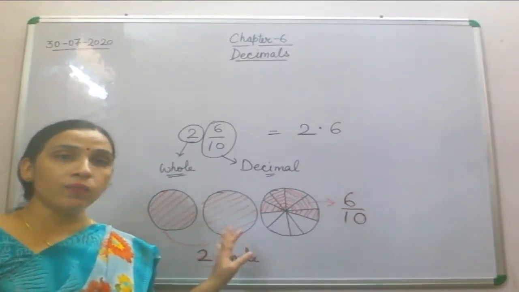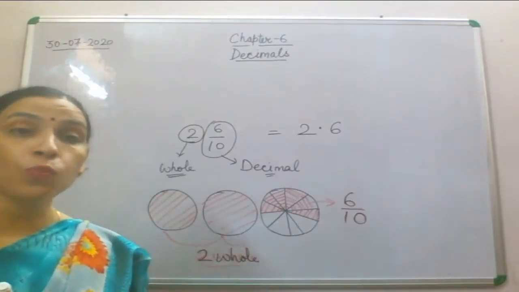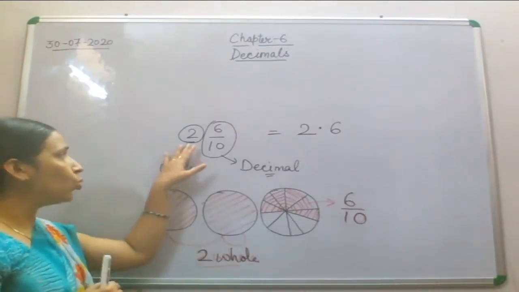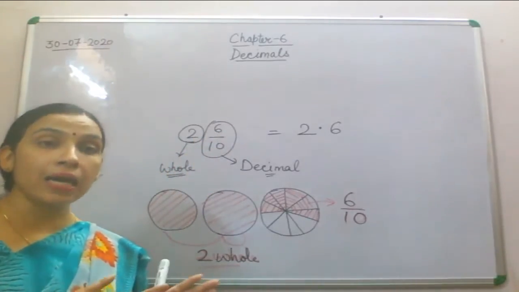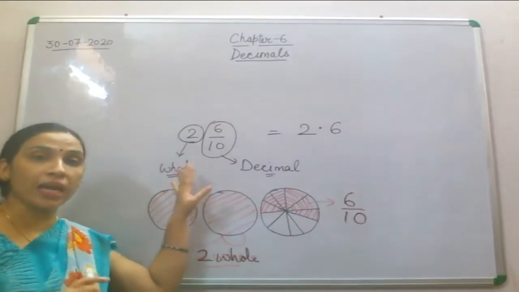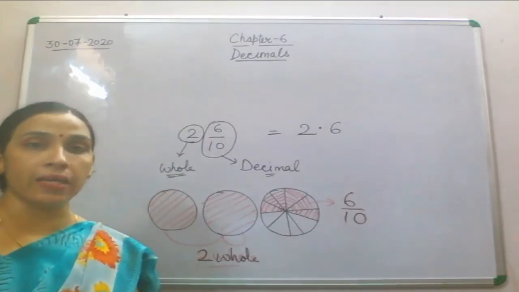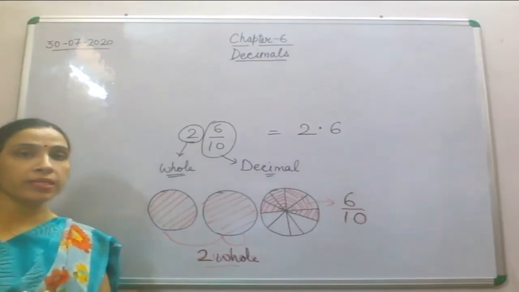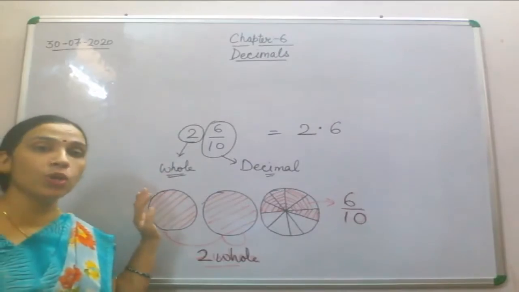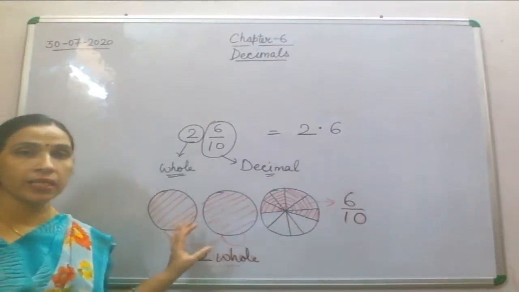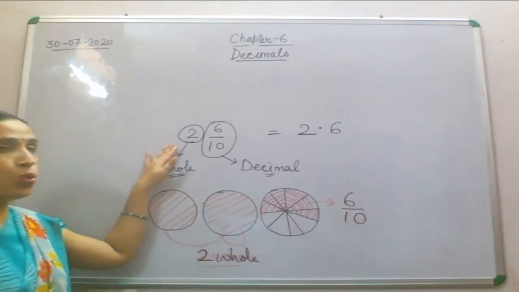Here we have a combination of whole and decimal both. So what we have been given, 2 6 by 10, is an example of a mixed fraction. If you remember, in the last chapter we did this kind of fraction, 2 6 by 10. Here, 2 is representing the whole part. How? You can see 2 circles which are completely shaded, and they are representing only 2 whole.